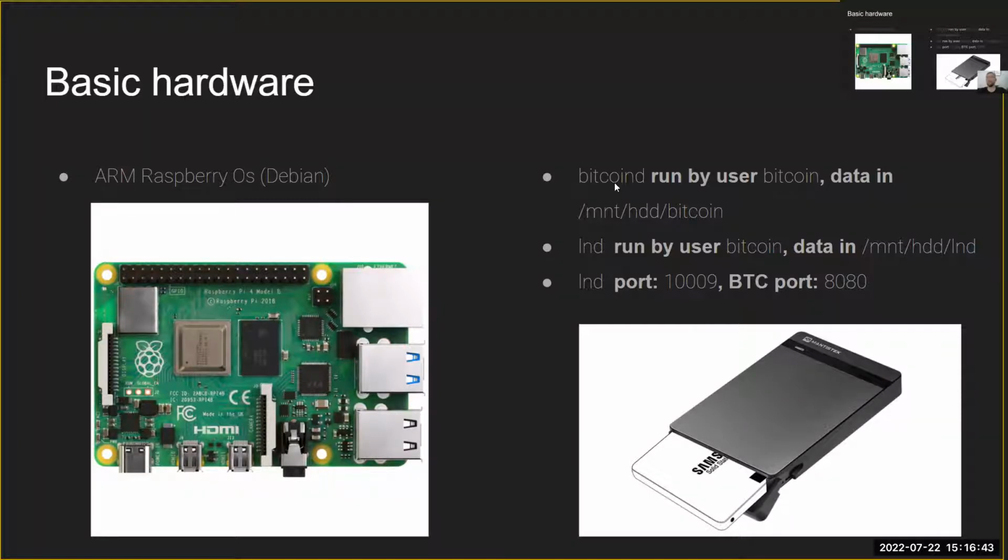So for Bitcoin, it uses the Bitcoin user, and the data is stored, I think, in the default mnt/hdd/bitcoin. For LND, again, it's user Bitcoin, and data is under /lnd on the SSD. The ports are the default ones.